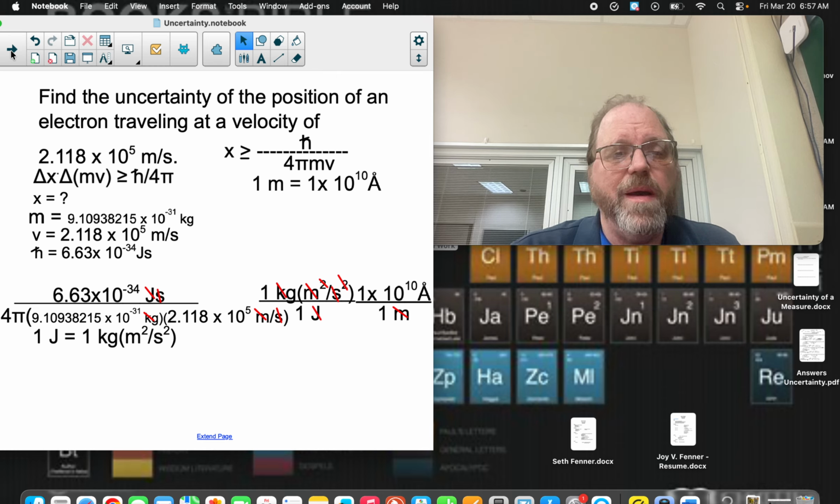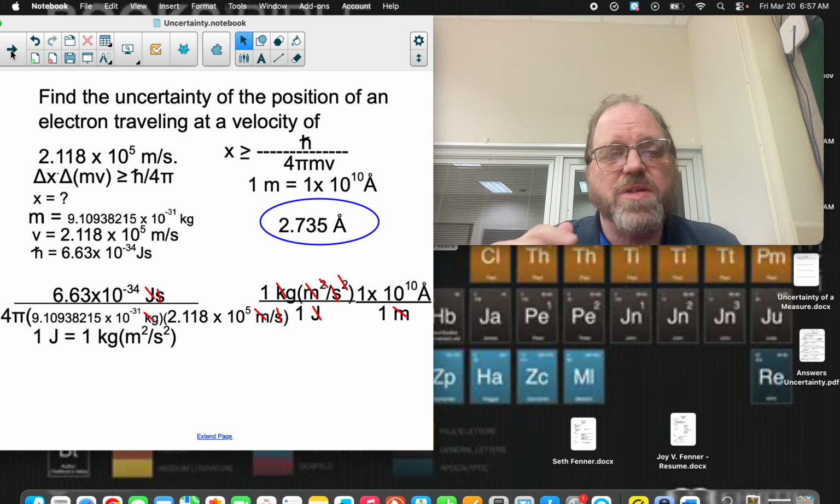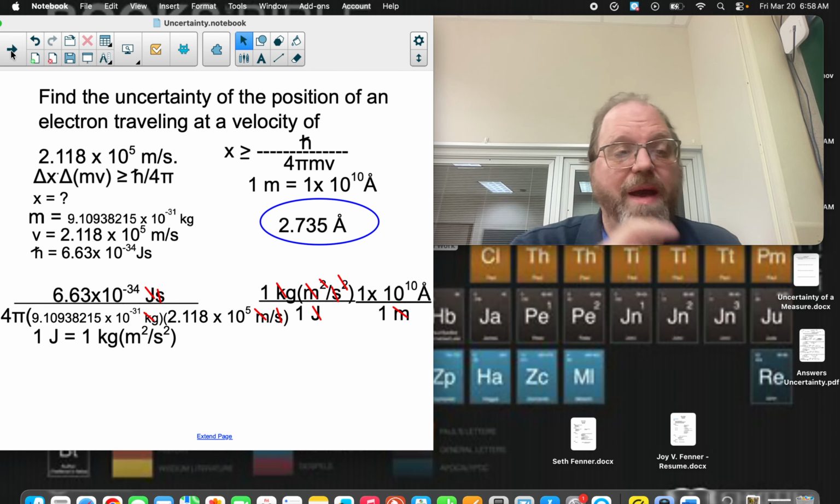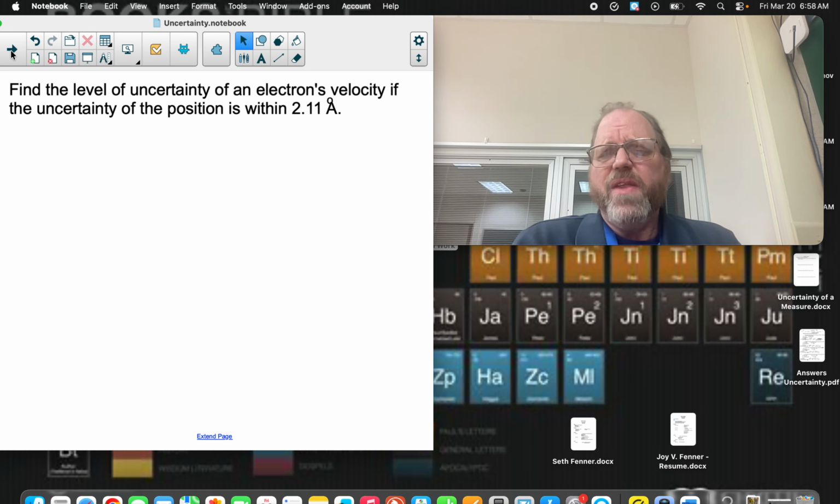In angstroms, multiply through: 6.63 EE minus 34 times 1 EE10, divide by 4, divide by pi, divide by 9.10938215 EE minus 31, divide by 2.118 EE5. The answer is 2.735 angstroms. And that's correct. All right, try this one on your own.